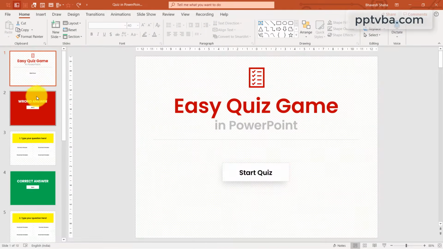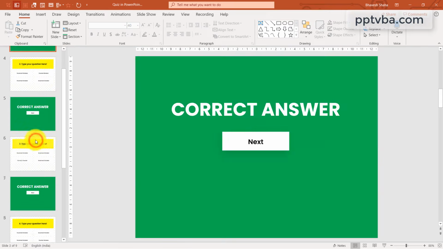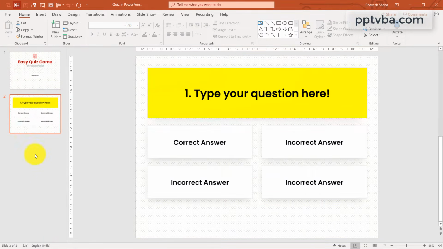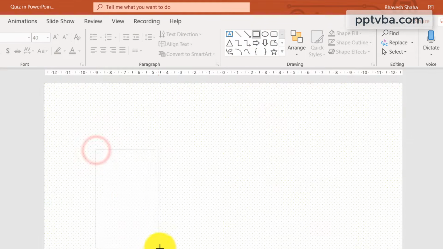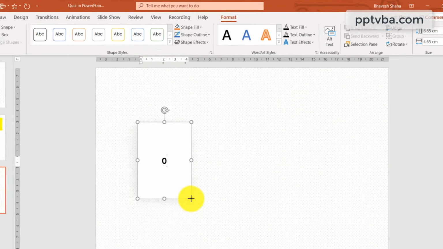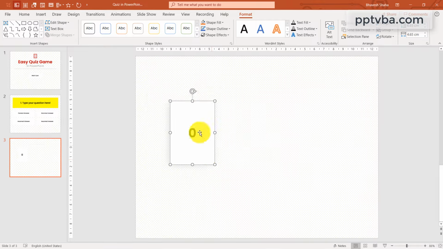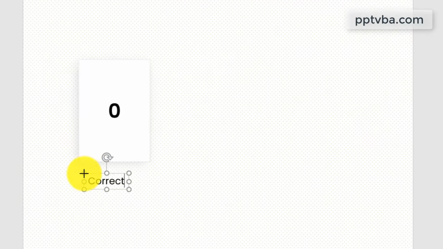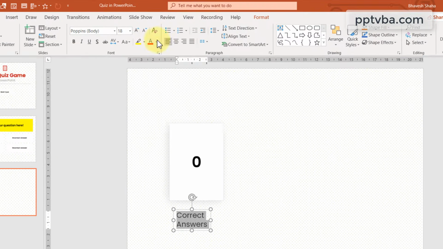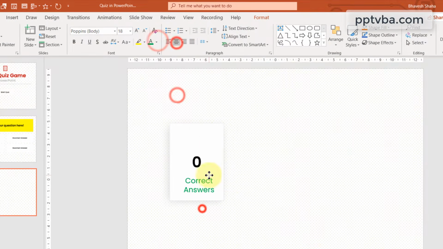Let us start by deleting all the slides except the title slide and one question slide. Insert a new slide. Take a rectangle shape, draw it over here and type 0. This will be the number of correct answers. So take a text box and type correct answers. We can change the color to green and make it center.